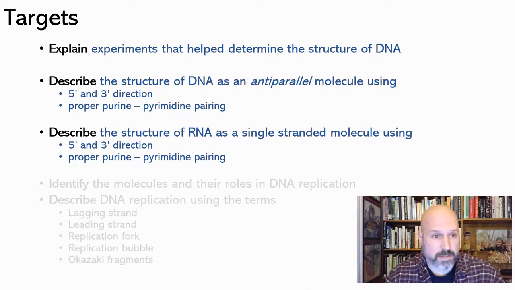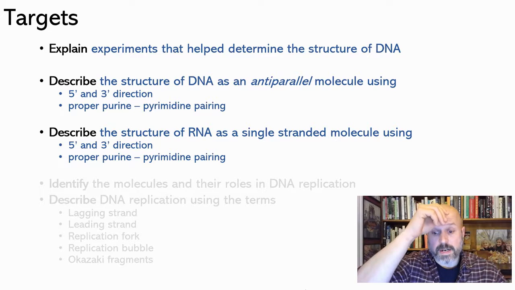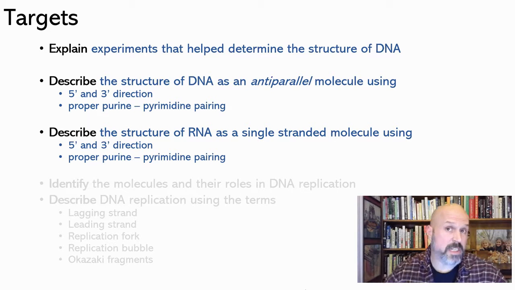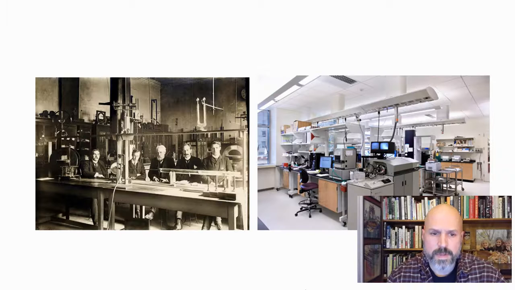So my targets: I want you to be able to explain and identify important experiments that gave us the understanding that 1, DNA is the heritable material, and 2, gave us the concept of the structure of DNA as we now know it today. You're going to understand the difference between DNA and RNA a little bit better at the molecular level. And then, as I said, in the second video we'll tackle replication, but that's for a little later.